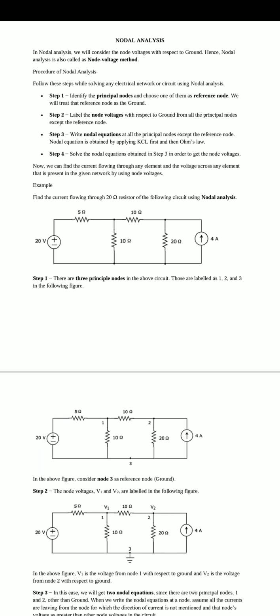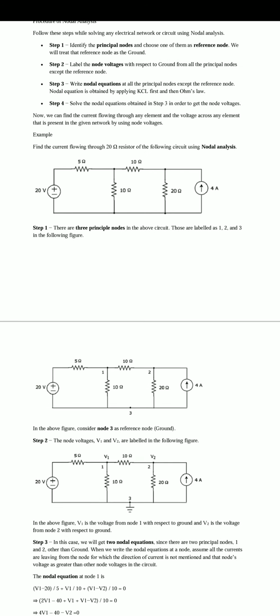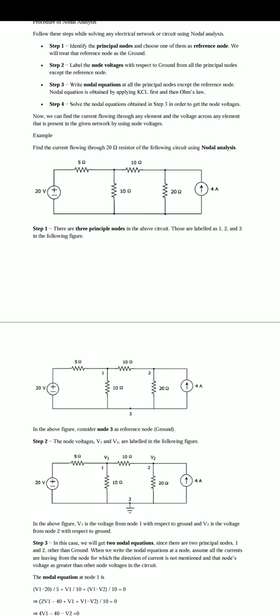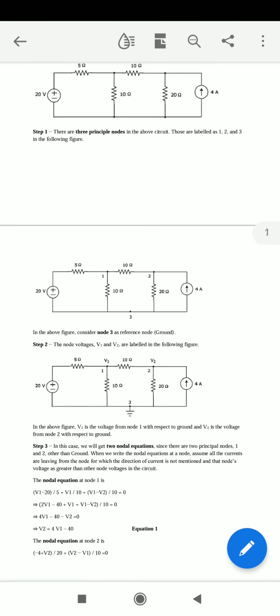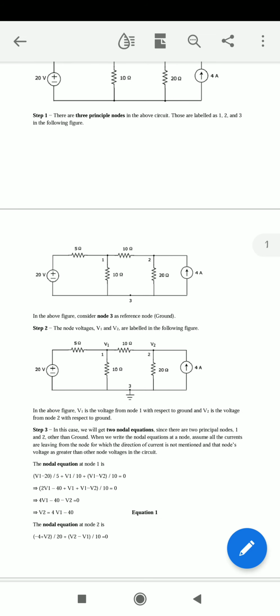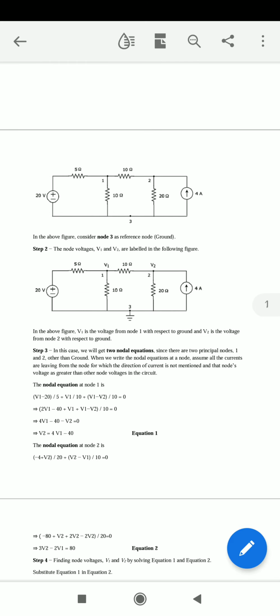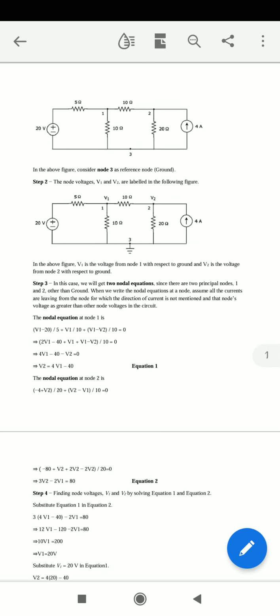First step: how many nodes are present in the circuit? There are three nodes, labeled 1, 2 and 3. The third node is the reference node. We choose the third node as the reference node.